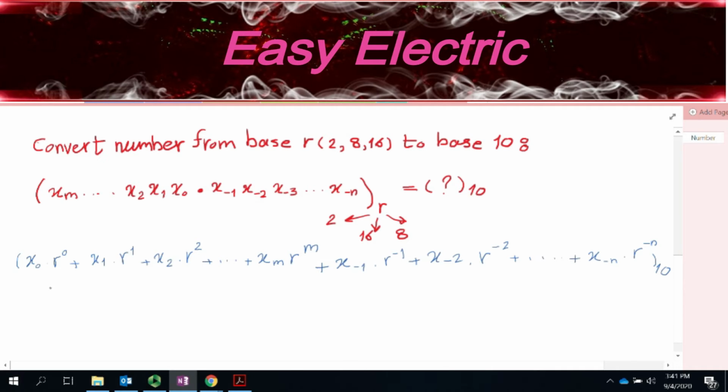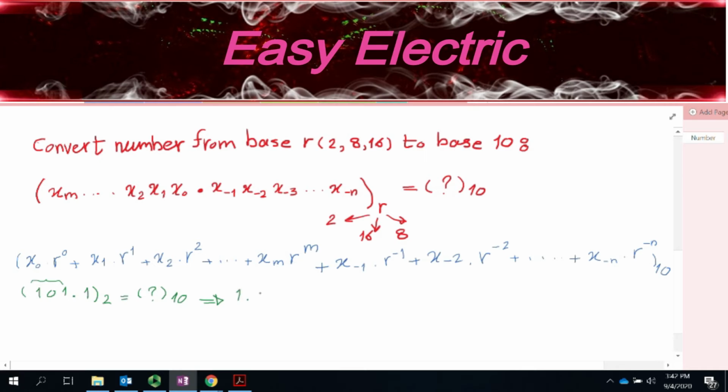I will give you a simple example. Example: 101.1, that's in base 2. What is that number in base 10? Here x0 is 1, x1 is 0, x2 is 1. You have the point, and x-1 is 1. So we use the same formula, and we start from this part.